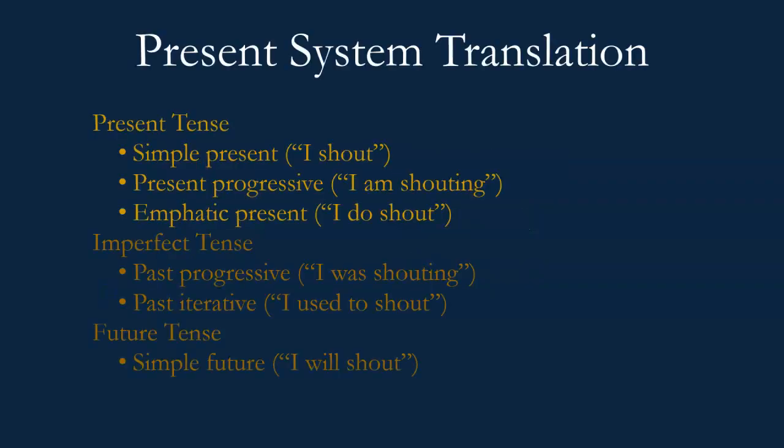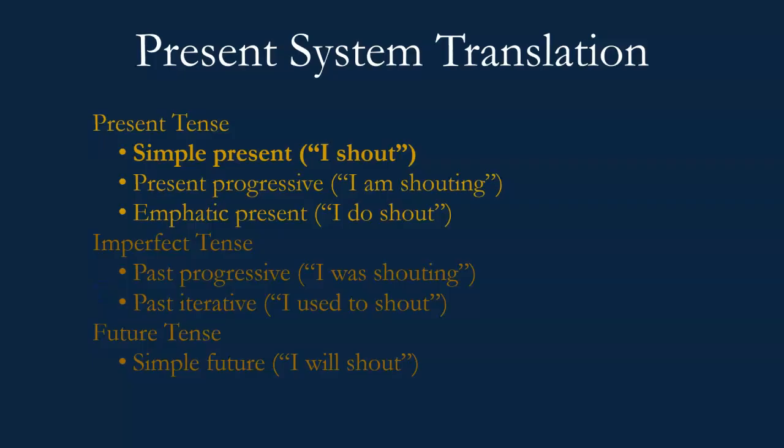There are 3 ways to translate the present tense. First is called the simple present. I blank, you blank, he, she, it blanks. We blank, y'all blank, they blank. For the verb clamo, the simple present translation would be I shout.